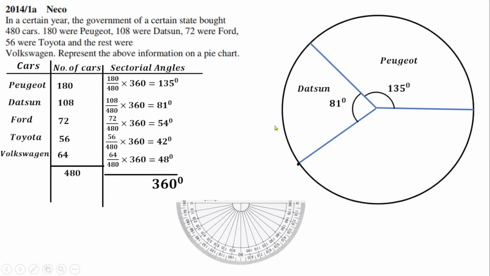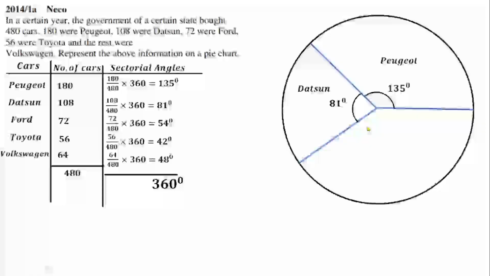The next one is 54, which is Ford. Then take your protractor as well, then this will serve as your radius now.